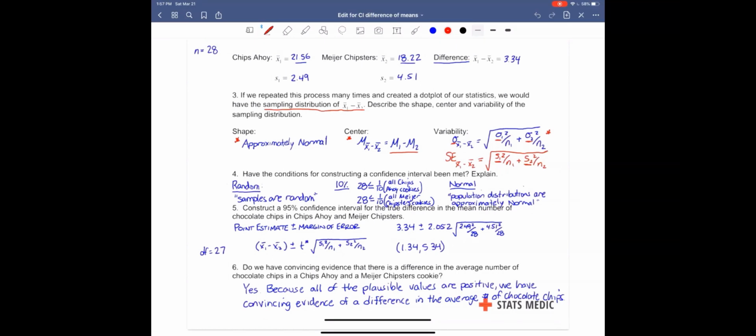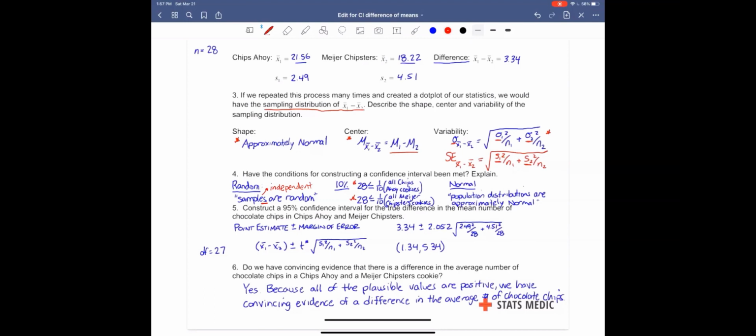So looking at the random condition here, you'll notice that we're saying that the samples are random, plural there, and that's because there are 2 samples here. Now the other important thing to note here is that these 2 samples are independent. For the 10% condition, we have to check it for both samples because we're sampling without replacement. So we check it for the Chips Ahoy cookies as well as the Meyer Chipsters cookies.